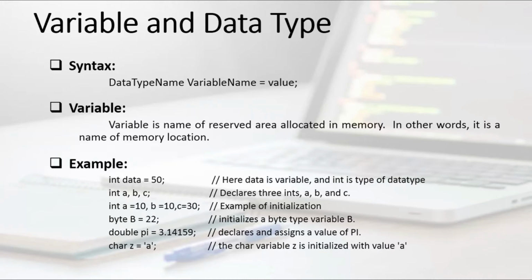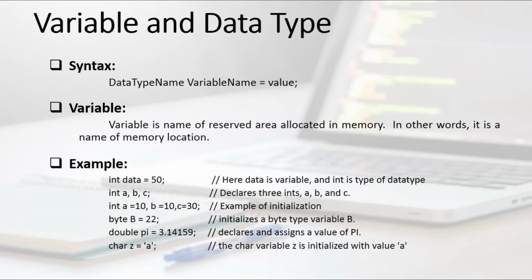Now let me discuss what actually variable and data type is. Variable is the name of reserved area allocated in the memory. In other words, it is the name of a memory location. It is a combination of vary plus able, that means its value can be changed. As shown in the example in front of your screen, let's take first: int data is equal to 50. Here data is a variable and int is a data type, that is integer, and the value 50 is allocated to the variable data.